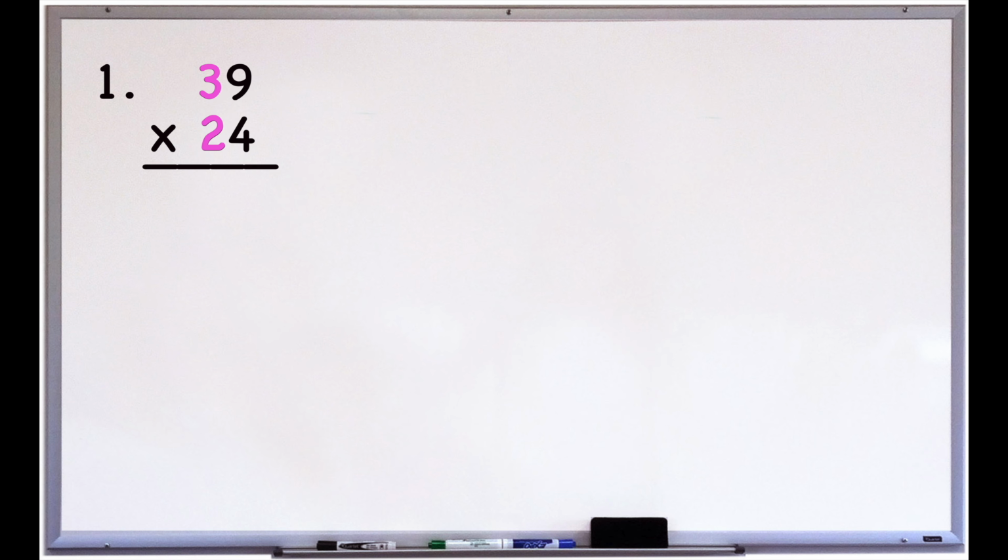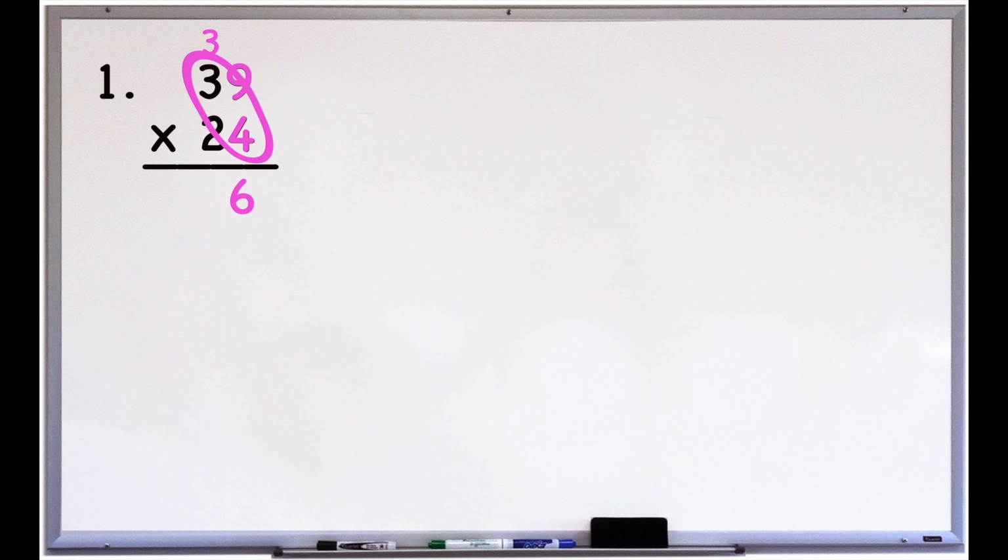So the process that we're going to go through, essentially, is 4 times 39 and then 20 times 39. Now, I said 20 times 39 because the 2 in 24 has a value of 20. So let's go through this process, and the first thing we're going to do is 4 times 9, which gives us 36. Now we carry our 3 to the tens place there.